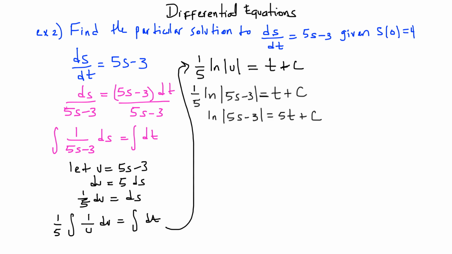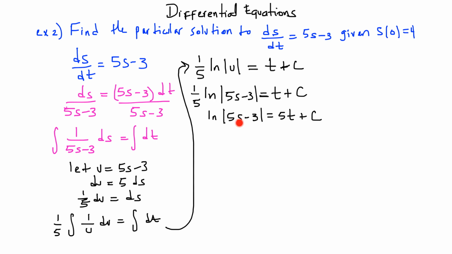And then, what do I do with ln's? How do I cancel an ln? You're probably asking yourself, why do you want to cancel the ln? Remember, to find the particular solution means you are looking for s of t. You're looking for a function s, so that when you take the derivative of s, you get 5s minus 3. That's all we're doing. Finding a function whose derivative is 5s minus 3. Okay?